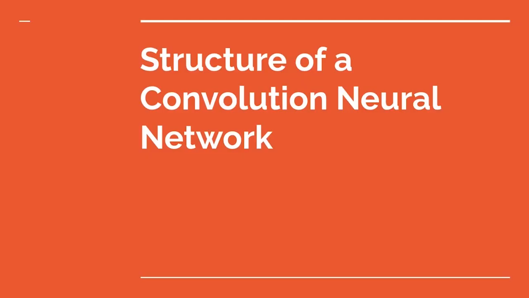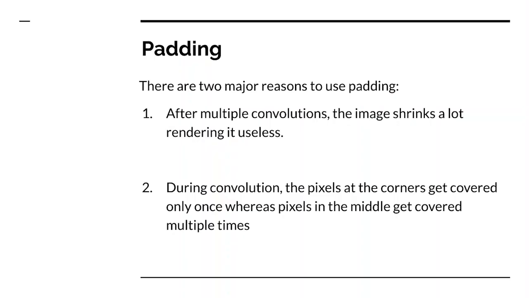Hello everyone and welcome to the continuation of the structure of a CNN. Next up in line is padding. Padding essentially refers to adding extra pixels to an image. Now, why exactly do we need padding? There are two main reasons.